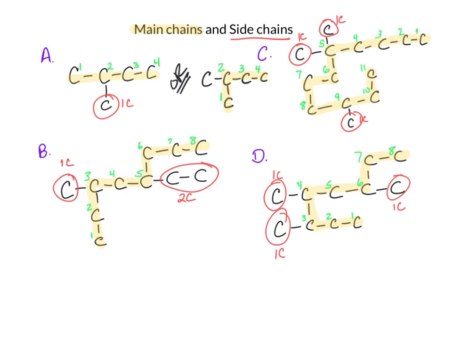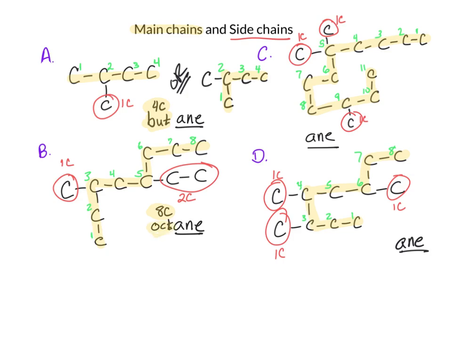You now would be able to do a part of the naming for each of these. For all of them, they're going to end with ane, because they're all alkanes. In front of that, you'll put in the number of carbons in the main chain. So for letter A, we have 4 carbons in the main chain. That will be butane. For letter B, we had 8 carbons in the main chain, and that will be octane.